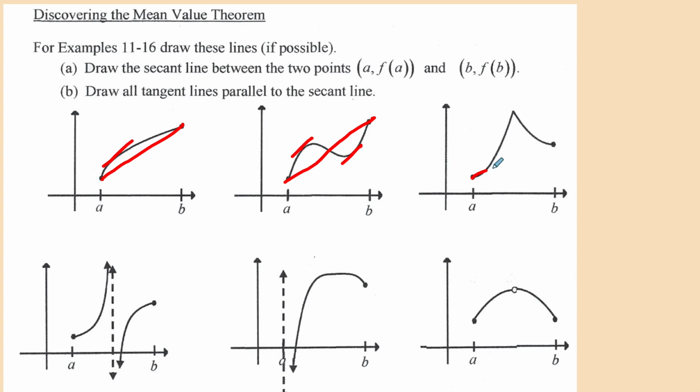Over here, draw the secant line, and I'm unable to draw any tangent lines here. Draw the secant line, and again, I'm unable to draw any tangent lines that are parallel to that. Here, I don't even have a point A, so I'm not even going to try. Here, I'm going to connect. This is the secant line, and the tangent line does not exist because I can't use that point. So only the first two was I able to do this.